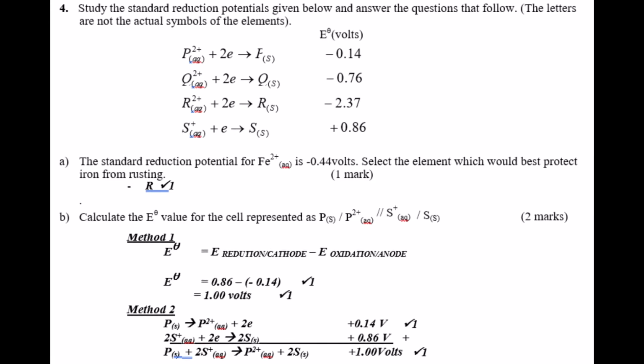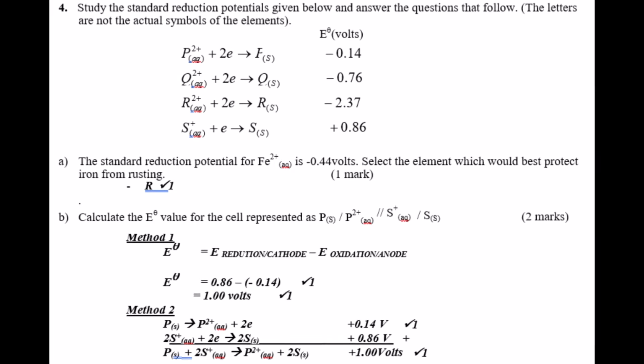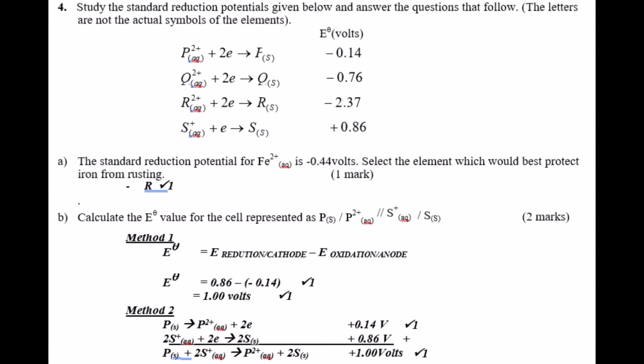With question part B, you are supposed to calculate the EMF of the cell given. You have two methods. You can use the formula that the EMF of the cell is given by the electrode potential of the reduction process, or the process taking place at the cathode, subtract the electrode potential of the oxidation process at the anode. With that, 0.86 subtract the negative 0.14, you get 1.00 volts.